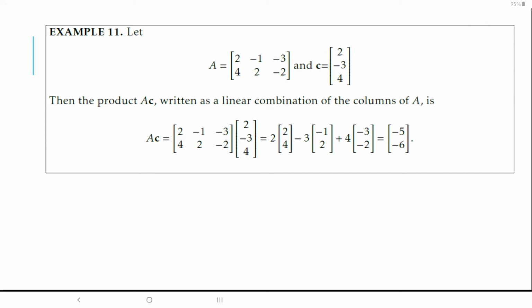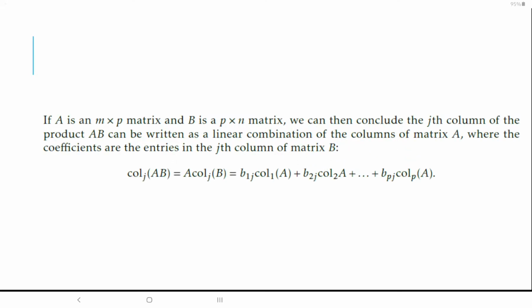So hindi na natin kailangan i-dot product na. So pwede lang natin gawing 2 times the first column. So we have this one. And then negative 3 times the second column. And then 4 times the third column to get the following values. And then simplifying, we get negative 5, negative 6. So it is an easier way of solving a matrix times a vector.